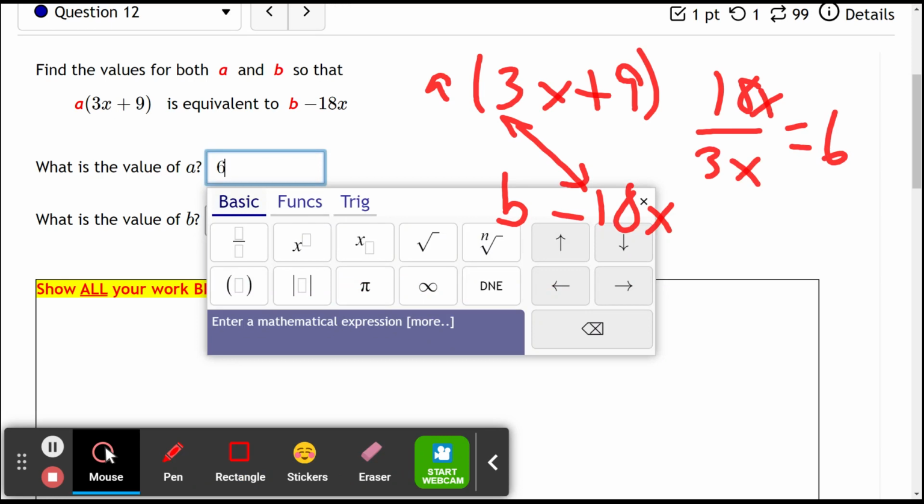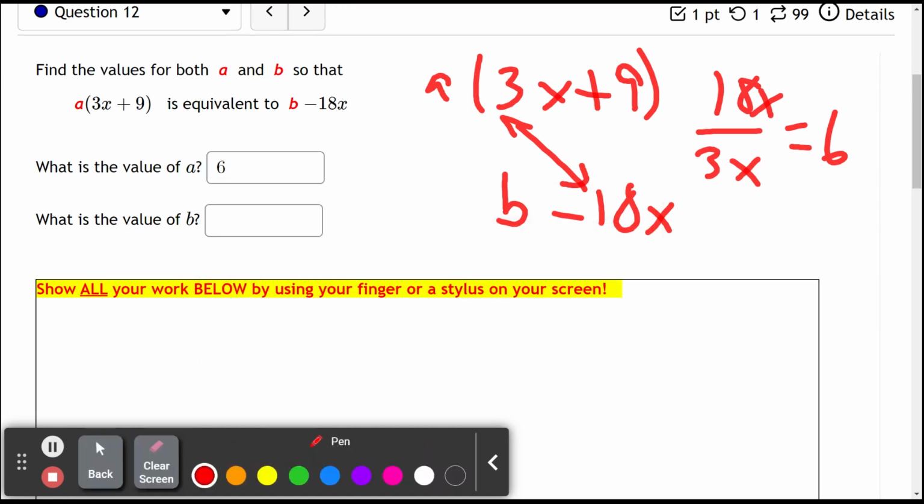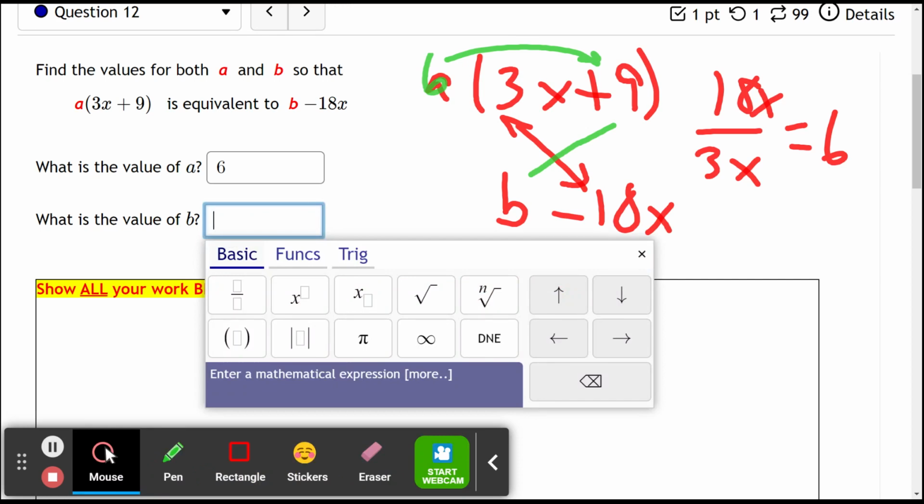Now, if A is 6, then B is connected to the 9 right there, right? Or kind of like those are the constants. So what we need to realize is since A is 6, then 6 needs to be multiplied by 9. And 6 times 9 is 54. That's the value of B, 54.